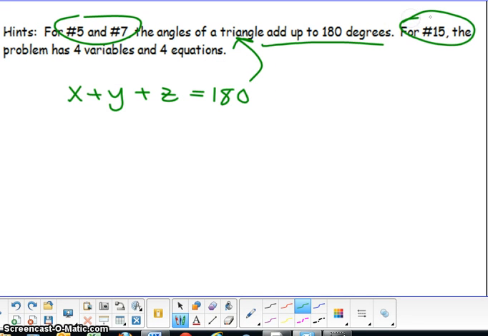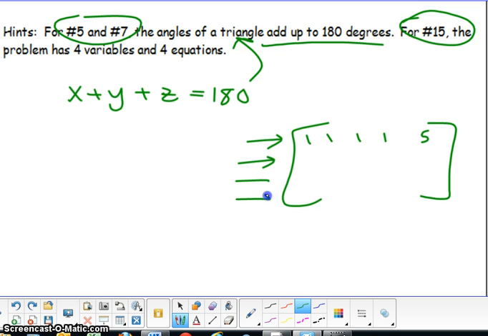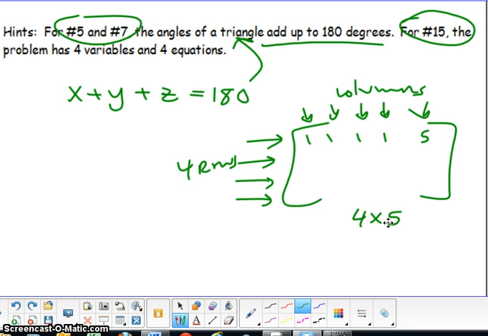For 15, there's going to be 4 variables with 4 equations. Don't let that alarm you. It just means that when you put it into the matrix, there's going to be like 1, 1, 1, 1, and maybe a 5 or something like that. There actually is going to be 4 different rows and 5 columns. So when you fill that out, and then you go to matrix, you're just going to put in a 4 by 5 instead of the ones you've been doing already, which is a 3 by 4.